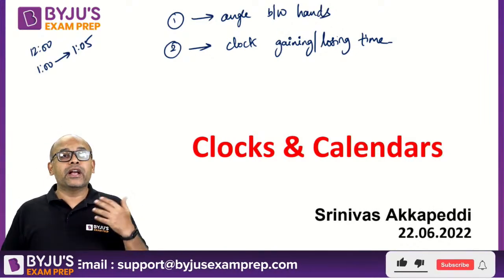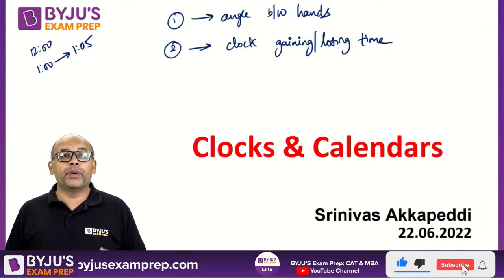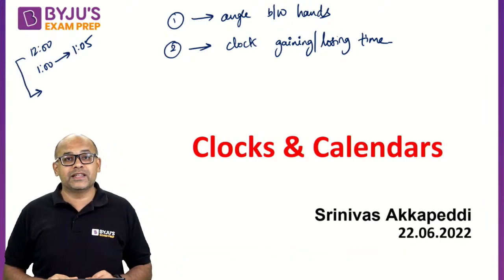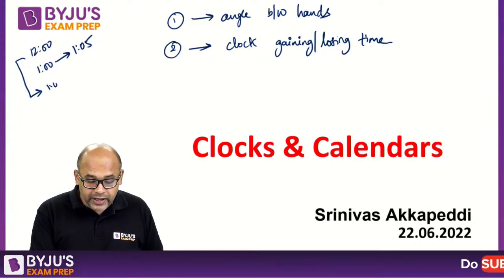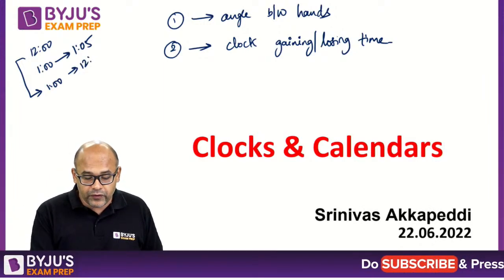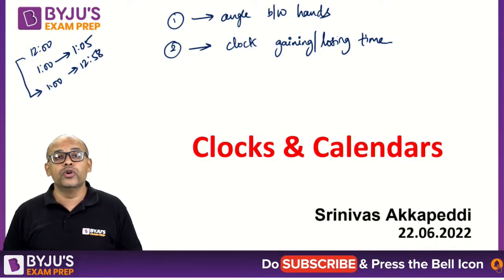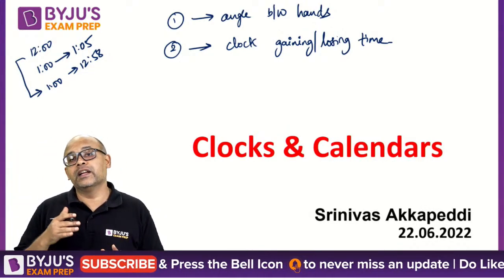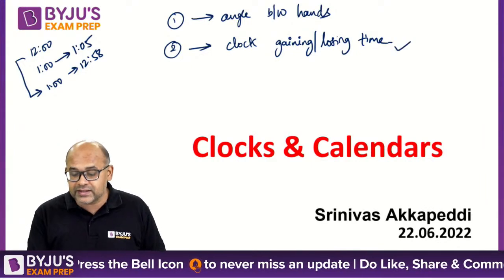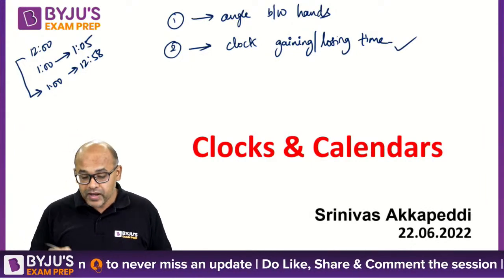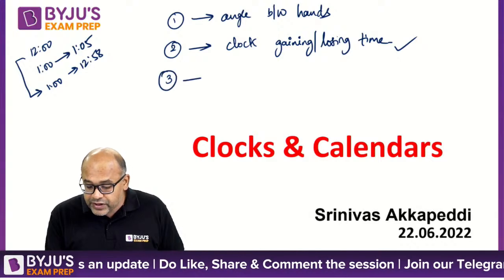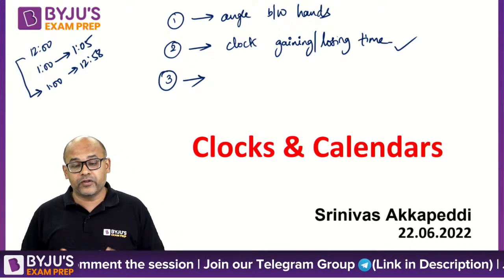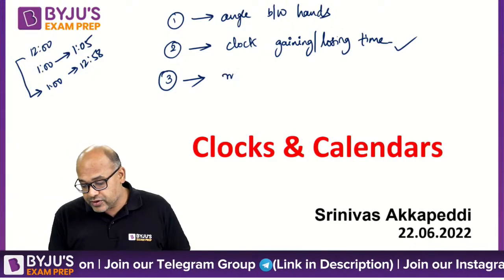So if I say a clock is running 2 minutes slow per hour, it means if this 12 o'clock is the correct time it has been set, then at 1 o'clock correct time it will show 12:58 because it is 2 minutes slow. So questions based on slow and fast, that is gaining and losing time, that's the second model of questions. Then the third model of questions that you can come across in your clocks topic is mirror image.